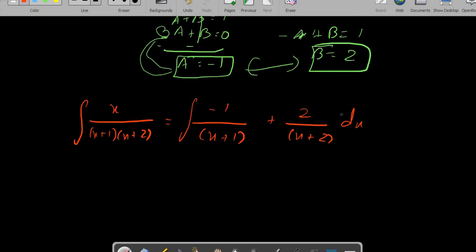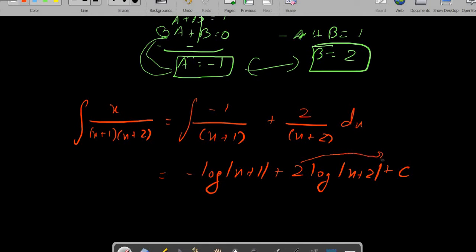You can do that individually as well. So very easy now. Minus of log x plus 1 plus 2 log x plus 2. I hope you're thorough with the properties of log, so I can definitely use this 2 in the power of this whole function.